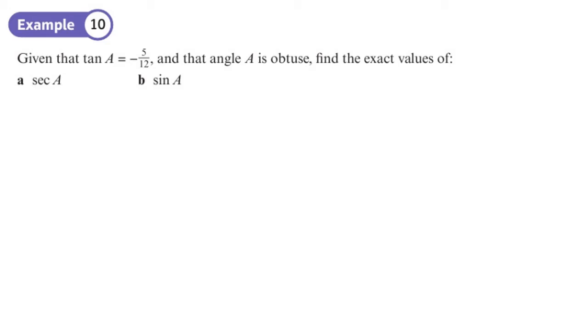Okay, so this example here, 2 bits of information. It says that tan A is minus 5/12, and it says that A is obtuse.